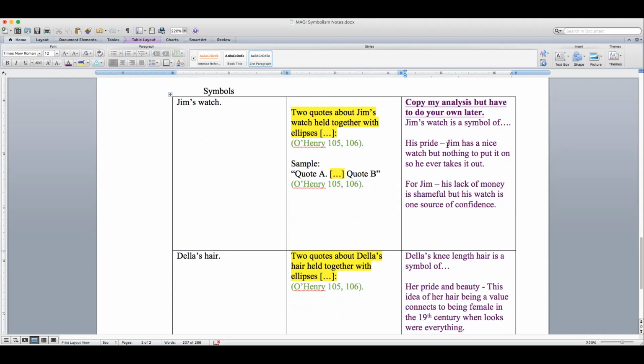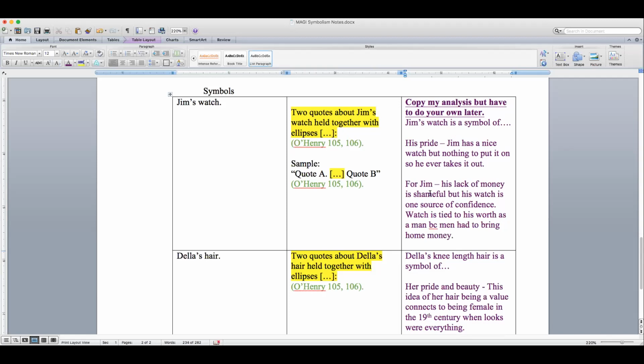Jim's watch is a symbol of his pride. Jim has a nice watch, but nothing to put on it, so he never takes it out. For Jim, his lack of money is shameful, but his watch is one source of confidence. I might say, it's his watch is tied to his worth as a man because men had to bring home money.